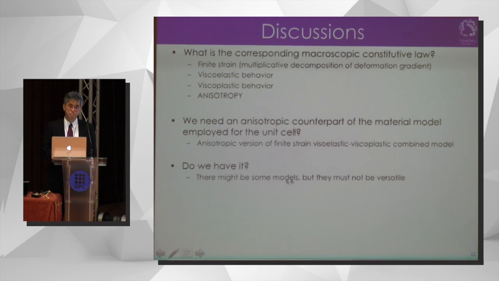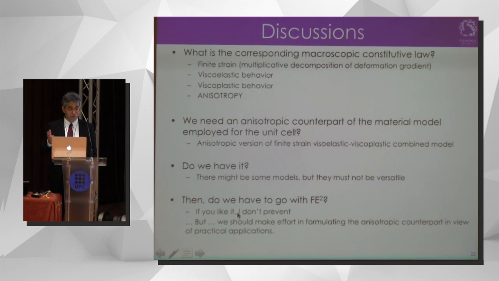There might be some, but they must not be versatile. So in that case, do we have to go with the F square? If you like it, go ahead, but I don't prevent. But I should say that I should make effort in formulating the anisotropic counterpart in view of practical application. This is our ongoing research, but I haven't yet got there.